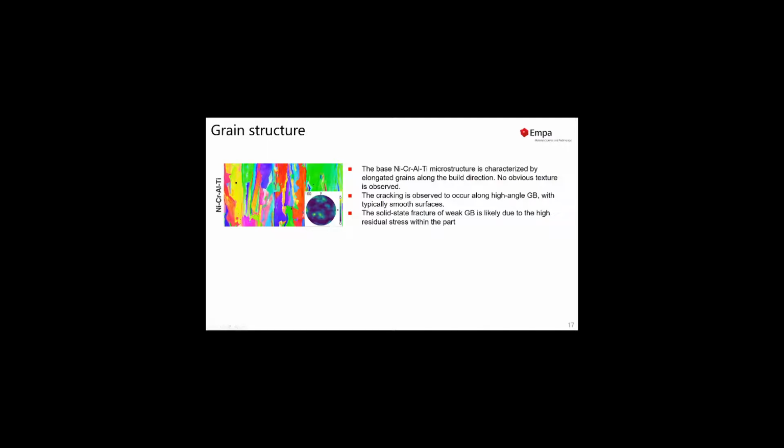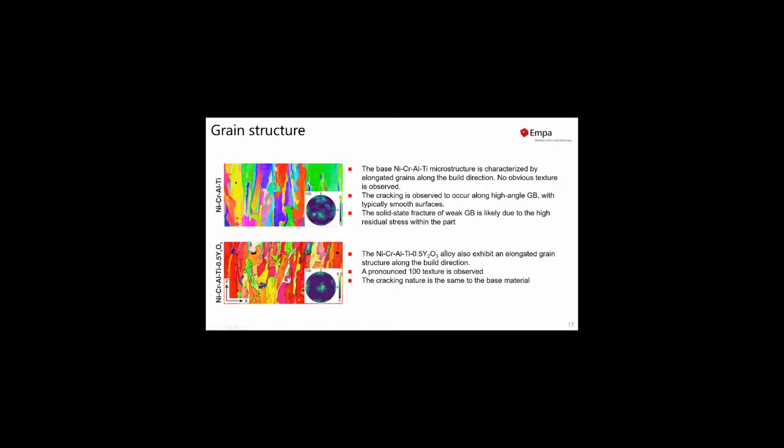We observe cracking, and this cracking occurs along the high angle grain boundaries, which is also very well known in nickel superalloys. What we see here is that they typically have smooth surfaces, indicating that we do not have solidification or liquation cracking. We rather believe that we have solid state fracture of weak grain boundaries, which is likely due to the high residual stresses within the part. That's not surprising because we just have a quaternary alloy without any grain boundary strengthening elements inside.